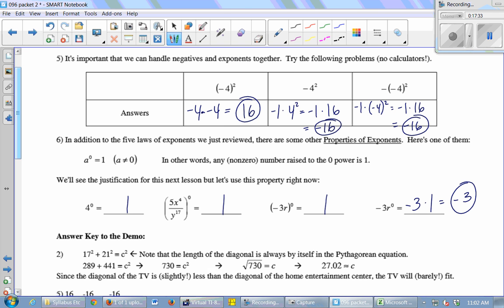The r to the 0, this guy right here, is a 1. 4 to the 0 is 1. Anything raised to the 0 is 1. You took that r, if that was a 1 times -3, same thing.